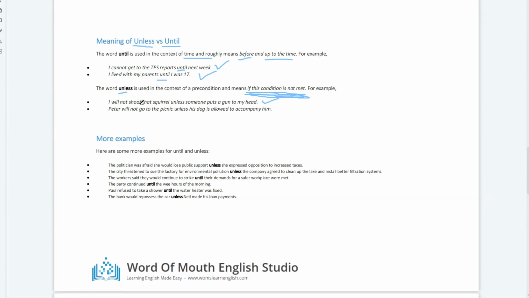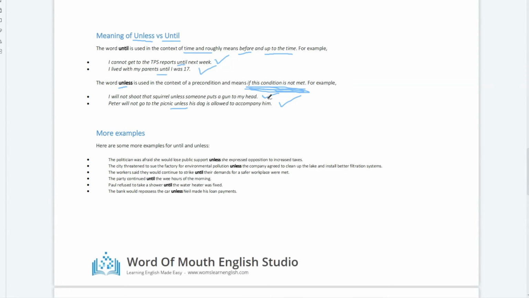And Peter will not go to the picnic unless his dog is allowed to accompany him is an expression that we use when we want to describe that there is a condition that accompanies the action we are currently giving or that we are currently expressing. So as you can see, the words until and unless are not used in the same way at all. So don't use the word until in conditional clauses until you have mastered both these expressions and can start using them appropriately.